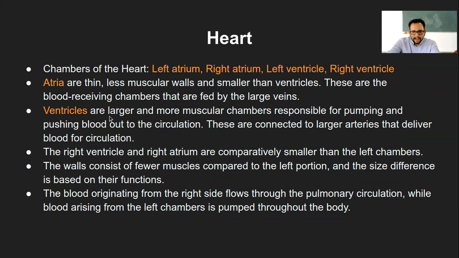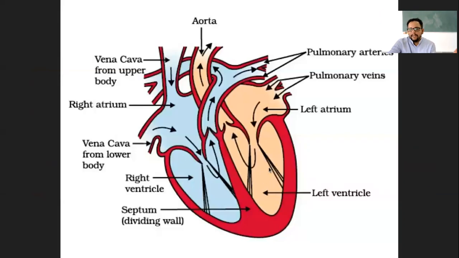Ventricles are relatively larger. They are more muscular chambers, meaning they have more muscle in the walls, and they are responsible for pushing the blood out to the circulation. From these chambers, the blood will flow into the aorta, and from the aorta it will go into different body parts. Or from the right ventricle, it will go towards the lung for oxygenation. So the ventricles always push the blood out of the heart into the circulation.